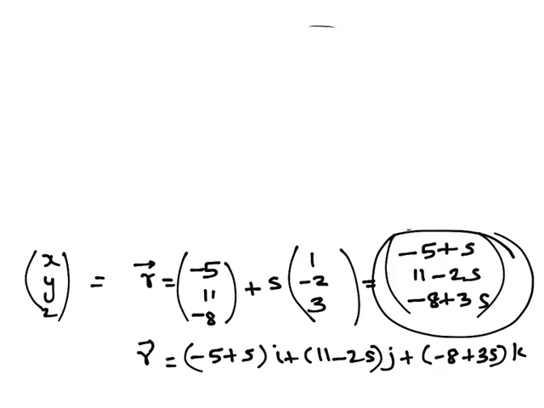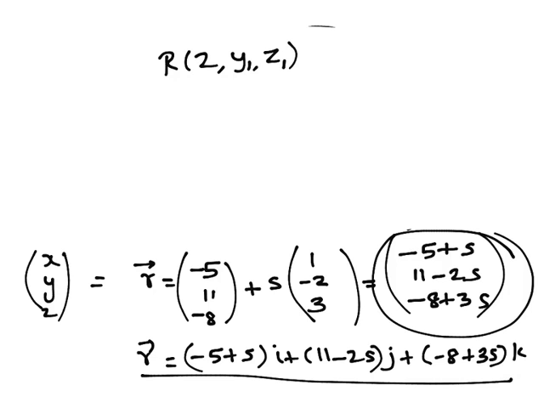Fine. It is given that the point R, 2, y1, z1, lies on this line L1. Okay, lies on this line. So find the values of y1 and z1. So very simple. What you need to do is you need to equate minus 5 plus s equal to 2. So minus 5 plus s equal to 2. So s is nothing but 7.